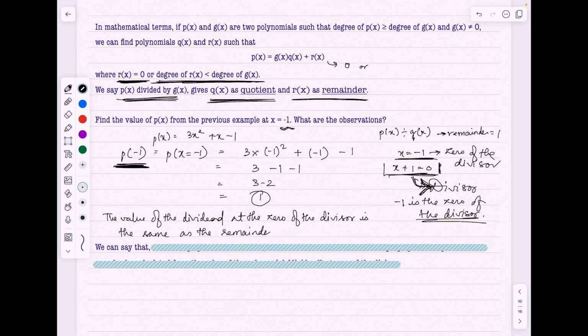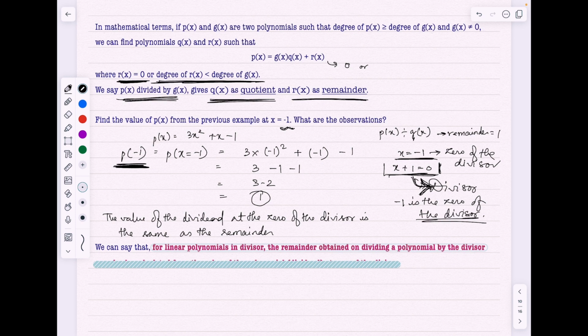Okay, are we getting it? The value of the polynomial, that is the dividend, at the zero of the divisor is coming 1. The remainder value is also coming 1. So we have got a relation, actually, for linear polynomials in the divisor. The divisor has to be linear only. Okay, that you remember. For linear polynomials in the divisor, the remainder obtained on dividing a polynomial by a divisor.